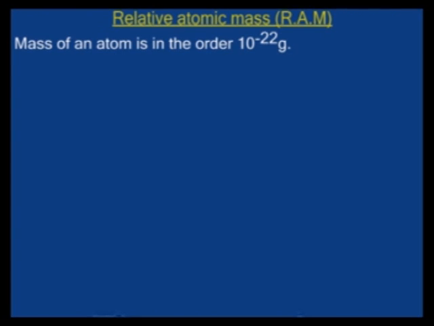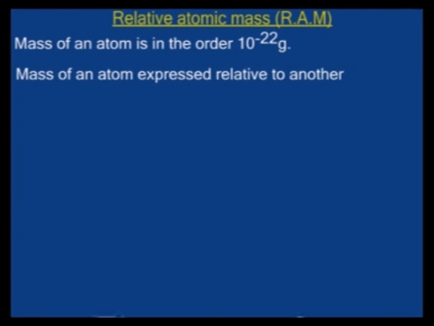Okay, now just how much does an atom weigh? We look at the relative atomic mass. The mass of an atom is in the order of 10 raised to negative 22 grams. Clearly, weighing an atom is a more than impossible undertaking in an ordinary lab. It is easier to express the mass of an atom in relation to another, the standard.